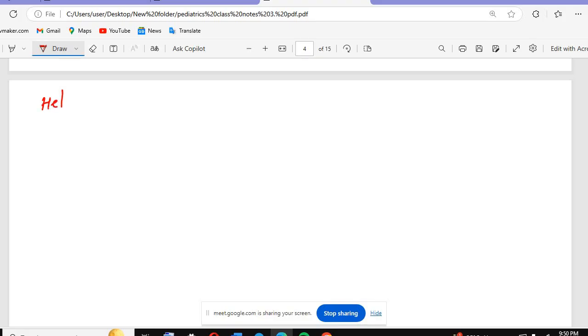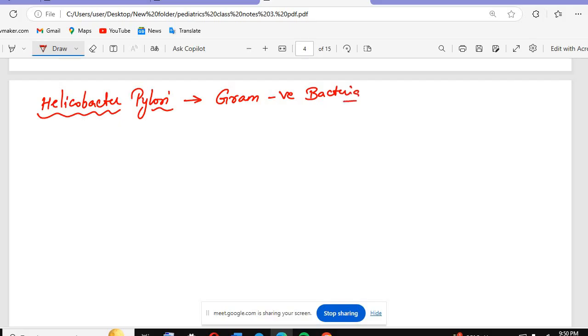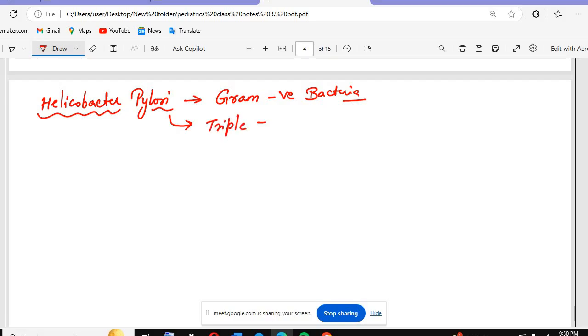When we talk about the Helicobacter pylori, first of all, it is a gram-negative bacteria. Okay, this Helicobacter pylori, these are urease positive. You can write it as the triple positive bacteria, so you will be easily able to revise it. Triple positive bacteria means they are three positive.